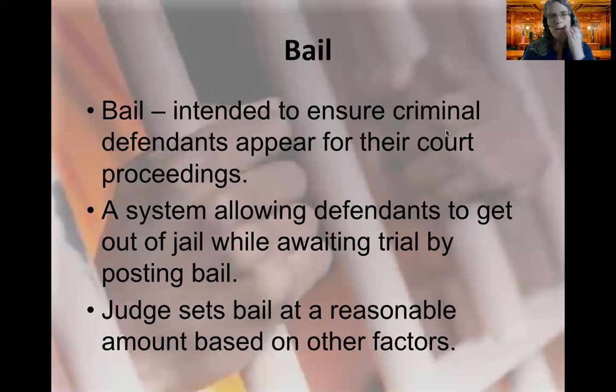So let's talk about bail, because many people tend to use bail and bond interchangeably, and I can understand why, but there are some differences. The bail is the money itself that ensures that the defendants in criminal cases will appear for their proceedings and their hearings. And any time that they miss a proceeding and they should have been there, then the judge can issue a bench warrant for that defendant's arrest. So the bail amount is set for a reason. It is a system that allows defendants to get out of jail while awaiting trial by posting bail.